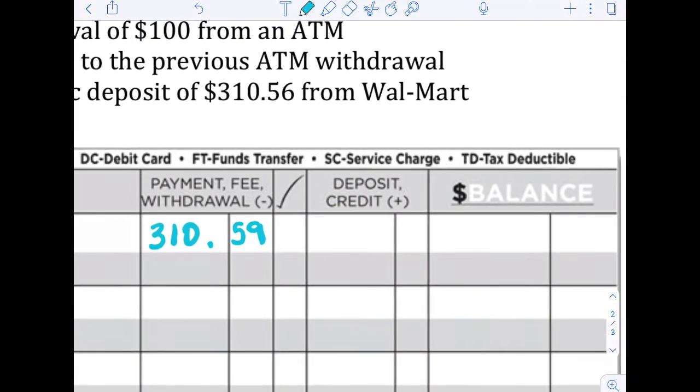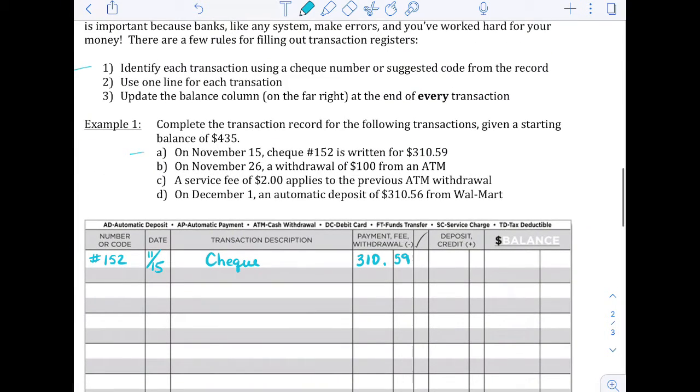So our starting balance is what I can write up in this top corner here. It says that we began with $435 and no cents. So I want to write what my new balance is based on that check that's being written. Remember, we're going to have to subtract that from our account. So 435 minus $310.59. Use your calculator, and we'll come to only $124.41 in our account after we wrote that check. So let's continue with the next one.